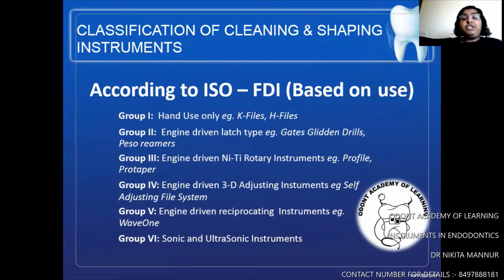Now, what is the classification according to ISO FDI? We have group 1, that is hand use only, for example, K files and H files. In group 2, we have engine driven latch type, that is Gates Glidden drill and Peeso reamers. Group 3, we have engine driven NiTi rotary instruments, for example, ProFile and ProTaper. In group 4, we have engine driven 3D adjusting instruments, for example, self-adjusting file system. And in group 5, we have engine driven reciprocating instruments, for example, WaveOne. Group 6 is sonic and ultrasonic instruments.